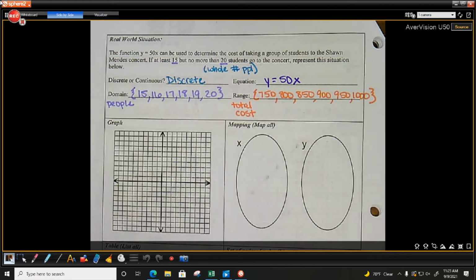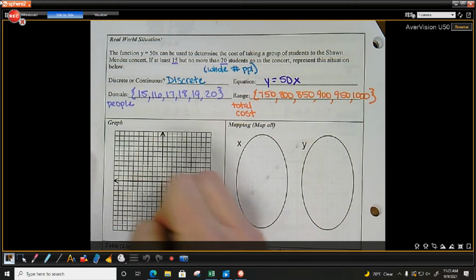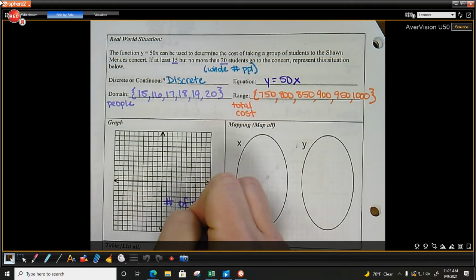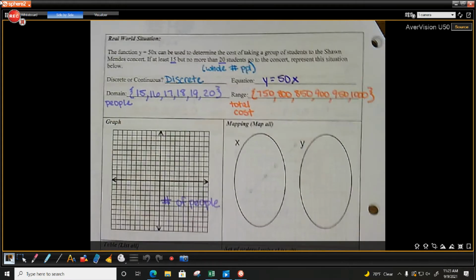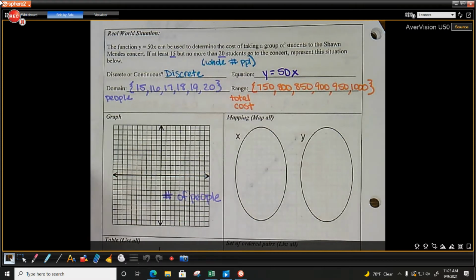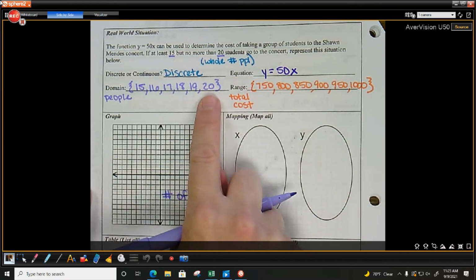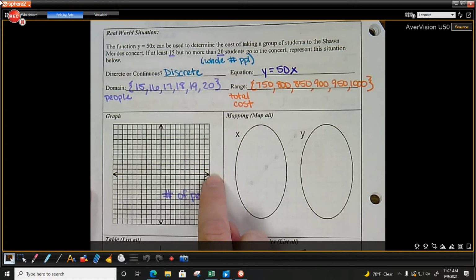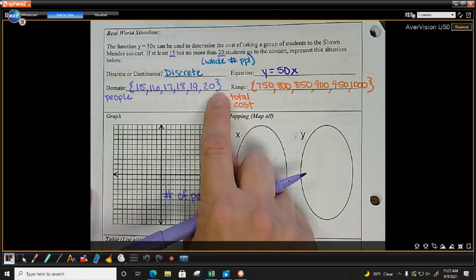Okay, now we are going to make our graph. Our graph, the x, which is your domain, is people, so number of people. I'm not going to be able to count by ones because there's only 10 dash marks and I need to get up to 20 people. So what do you all want to count by? Twos? That works because 2 times 10 would be 20. Does that get up to my maximum number of people? Yep.